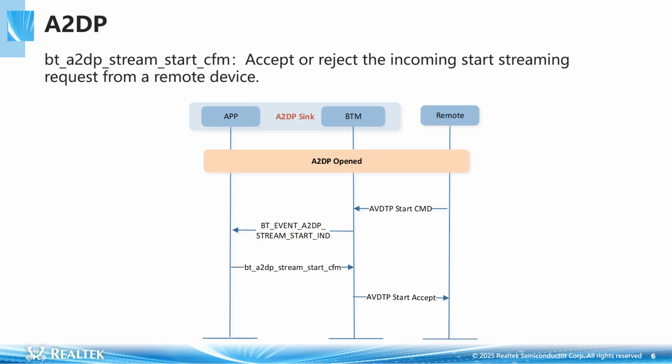Taking the BT A2DP Stream Start Confirm interface in the Realtek SDK as an example, the interaction flow is shown in the diagram. The remote device initiates A2DP Start, the application receives Stream Start indication, replies with BT A2DP Stream Start Confirm, and the stack sends Start Accept to the remote device.